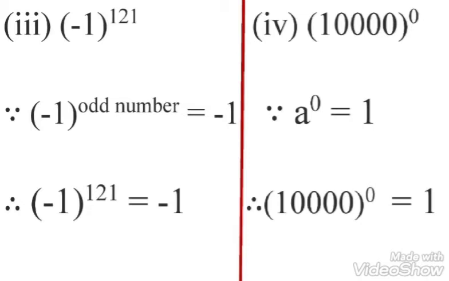Part 3, minus 1 raised to the power 121. As we know, minus 1 raised to the power odd number is equals to minus 1. Therefore, minus 1 raised to the power 121 is equals to minus 1.